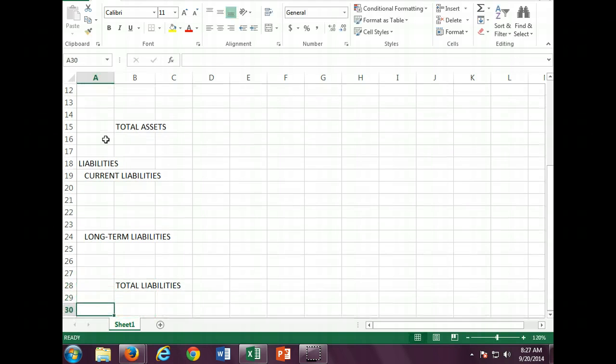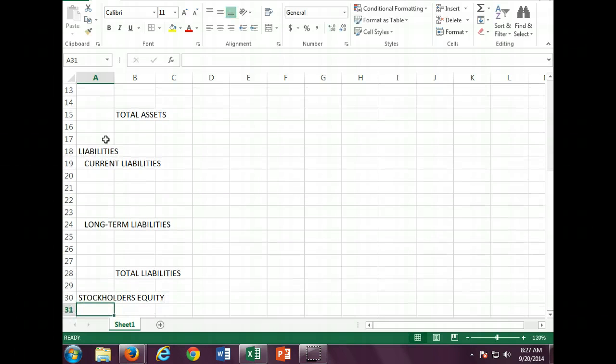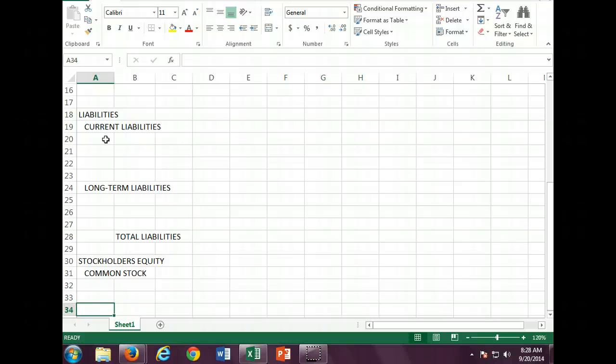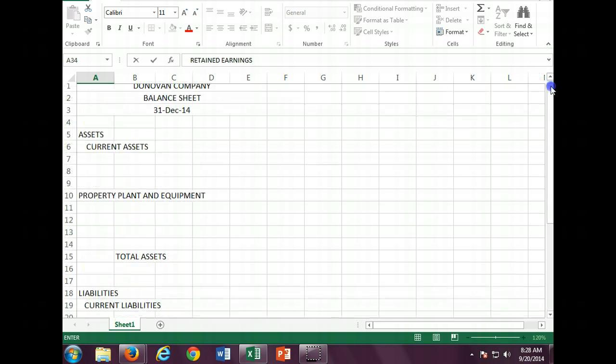Then we have the stockholders' equity section, or do we call it retained earnings here? Stockholders' equity. And usually with stockholders' equity, we have a section that's common stock and a section called retained earnings. So we've got our common stock, and they're not making us do a retained earnings statement, so we'll just do our retained earnings. I believe we start with the beginning balance. No, we just total it. Okay, so let's go back here.